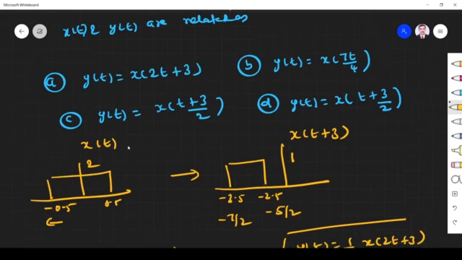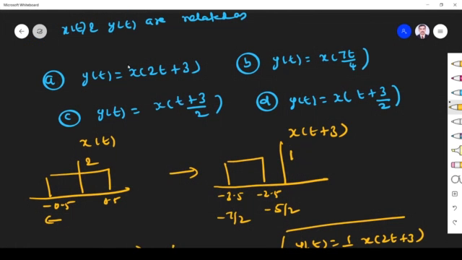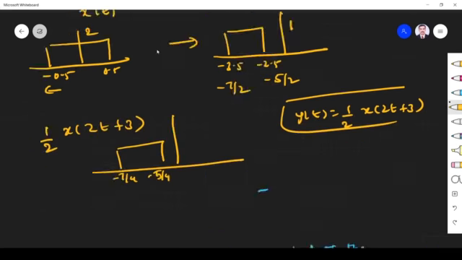Where is the answer? x of 2t plus 3, 1 by 2. So they didn't give it exactly, so I think it should be the answer, with 1 by 2 added. So then only it will be the correct answer. Other things are not matching, so it should be the answer.